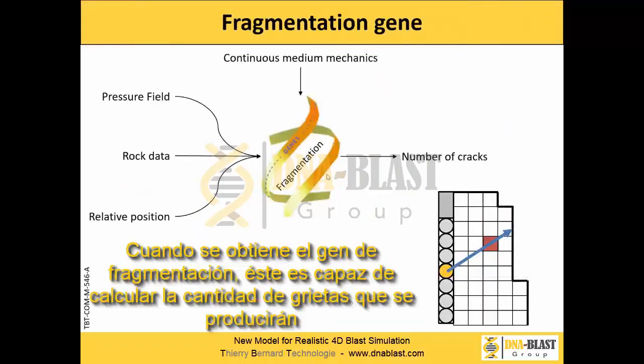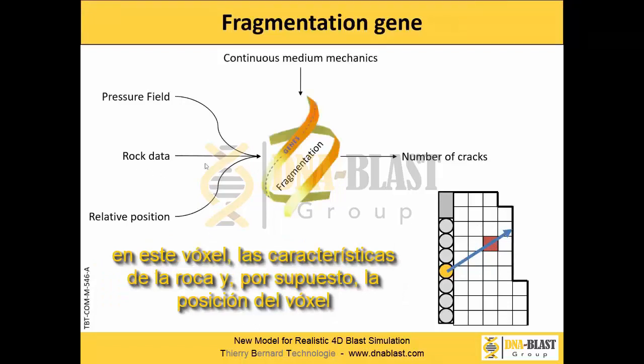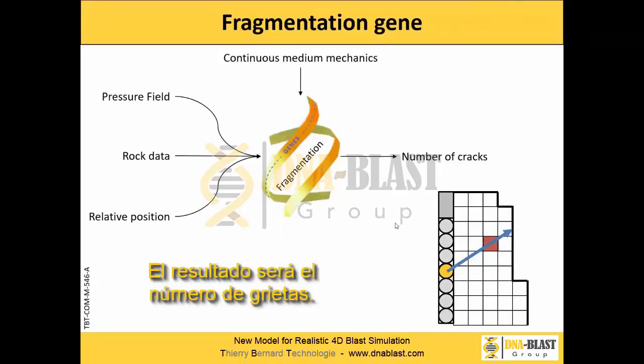Then you've got a fragmentation gene. This one is able to calculate the number of cracks that will be produced in a voxel. As input parameters, you've got the pressure field, the pressure that is going to apply on this voxel, the rock features, and of course the location of the voxel. The output will be the number of cracks.